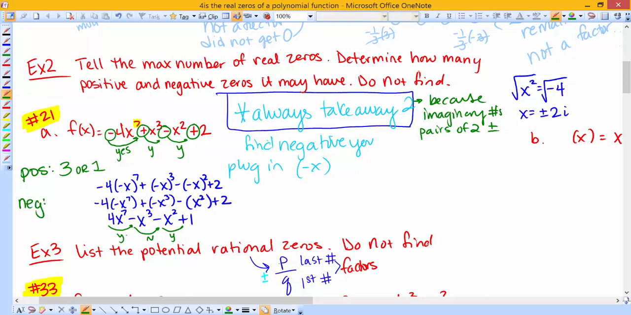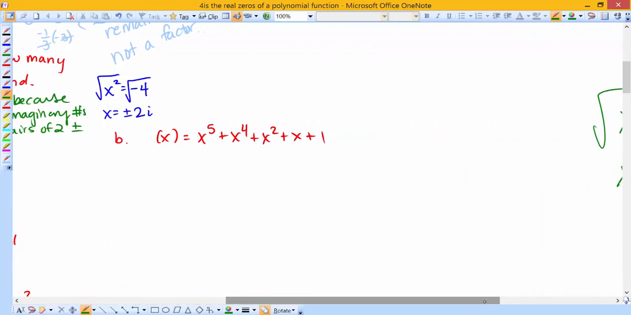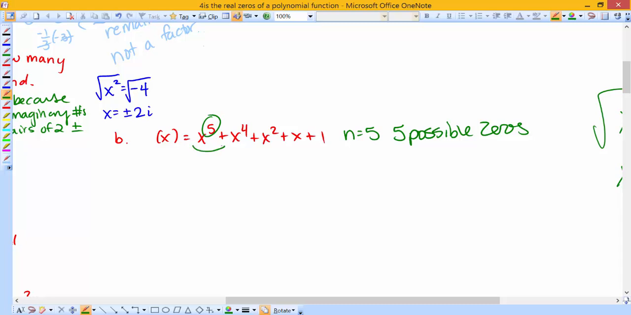How many sign changes did we have? We had 2. And if I take 2 away, I get 0. So it'll either be 3 or 1 positives, or 2 or 0 negatives. So let me just show you that one more time over here. My degree is 5. Since my degree is 5, there will be 5 possible zeros. So now I need to determine the sign changes.